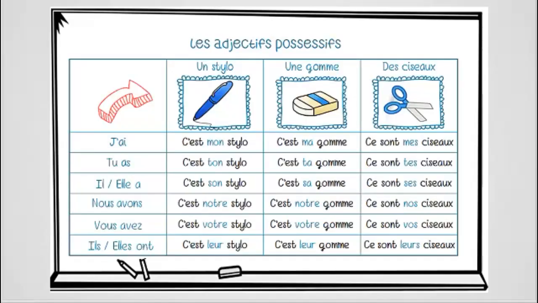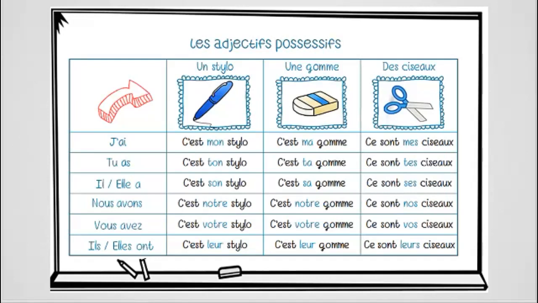Try to do it without the table and you do it yourself. J'ai un stylo. I have a pen and I want to say, this is my pen. How to say that? Okay, this is my pen. So this is, say, I am a feminine.